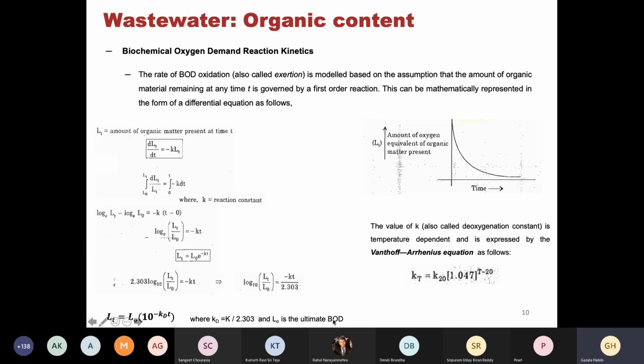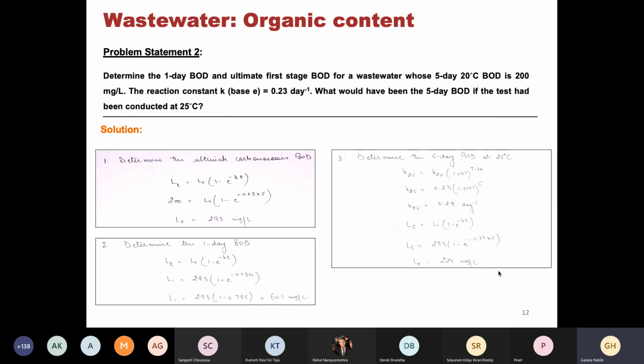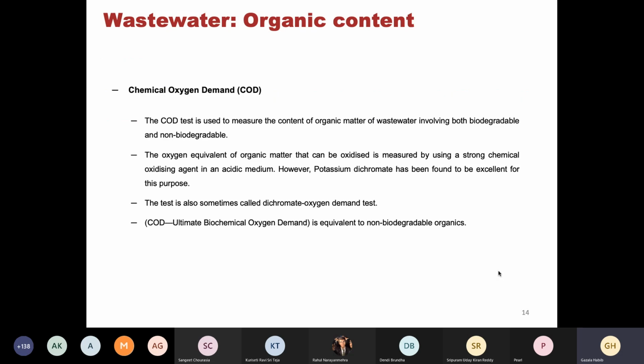L0 is the ultimate BOD, meaning the total biochemical oxygen demand. K_T can be determined as K20, the constant at 20 degrees centigrade, into 1.047 raised to T minus 20. So this is a simple formula, and this has been used here in this example. You can go through the example. Very simple examples are here. This is one of the homework problems. You can solve it.